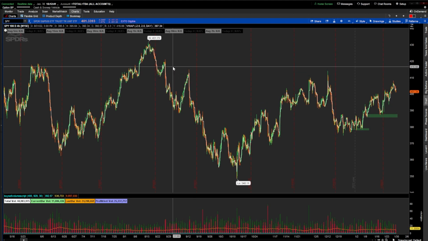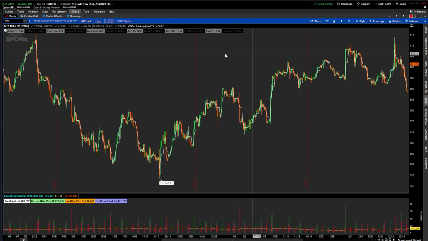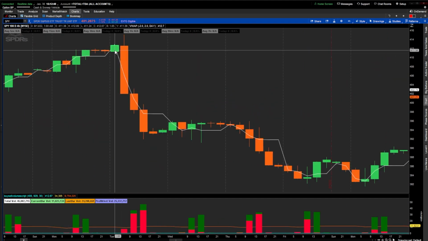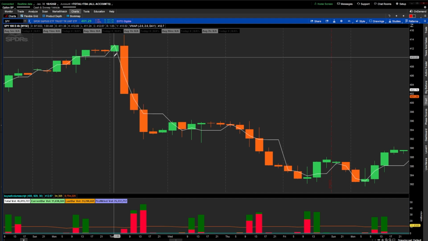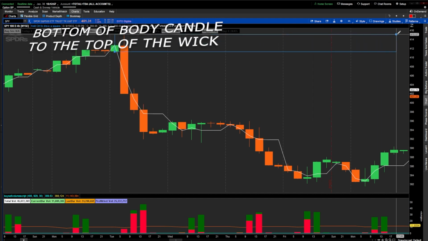So as you can see right now, I'm on the 4-hour chart. If we zoom in right here, we can see a big rejection in this area. And when you zoom in to this candle, you can see that there's a green basing candle followed by a big red candle down. So to draw our zone, we start from the bottom of the body of the candle to the top of the wick, which is right here.